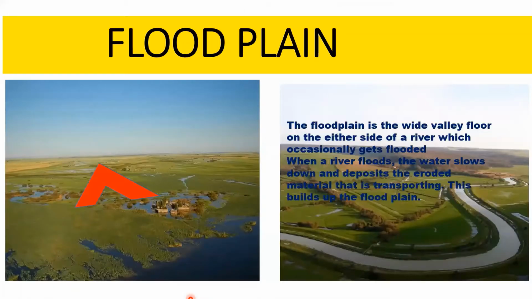Now let's have a look at the formation of a floodplain. The floodplain is a wide valley floor on either side of a river which occasionally gets flooded. When a river floods onto the floodplain, the water slows down and deposits the eroded material that it is transporting. This builds up the floodplain. Meanders migrate or move across the floodplain, making it wider. The deposition that happens on the slip-off slopes of meanders also builds up the floodplain.